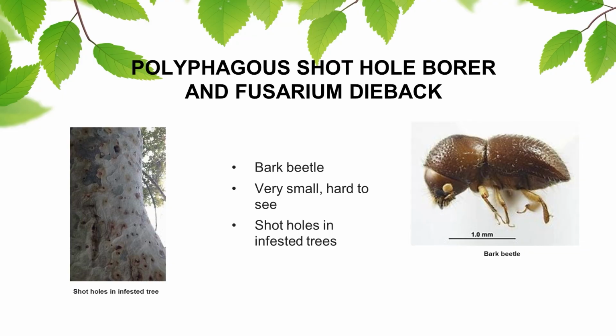The Polyphagous shot-hole borer is a small bark beetle. It is smaller than a sesame seed and very hard to see. They penetrate the host tree up to 1.5 inches deep. The beetles leave many shot holes in infested trees.